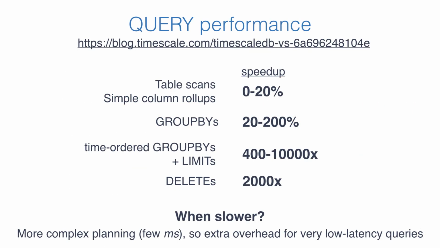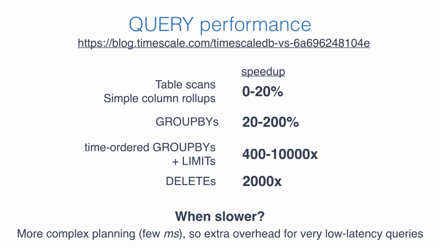Next. So in terms of query performance, I'm not going to give you exact queries because, as we all know, all of our query patterns are very different. I'm just going to try to give you kind of gut feelings for how our query performance changes. If you do simple table scans and column rollups, there's not much improvement. But if you are doing group bys, you get significant improvement. Here, constraint exclusion really helps.